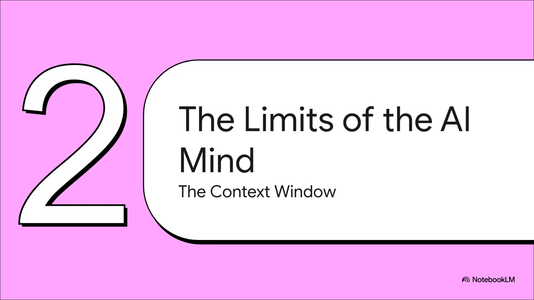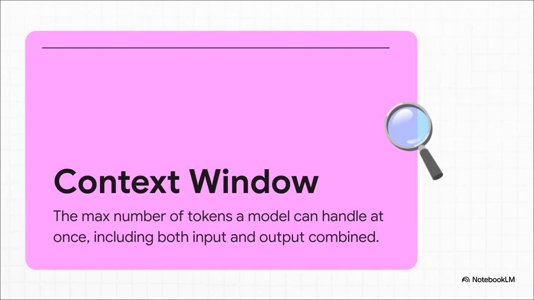But tokens aren't just about money. They also define the absolute limits of what the AI can do, what you could call its memory. And that limit is called the context window. The best way to think of it is like the AI's short-term memory, or maybe a whiteboard. It's the total number of tokens, your input and the AI's output all combined, that it can keep in its head at one time. If your conversation gets too long and goes over that limit, the AI starts to forget the beginning of the chat, just like you'd run out of space on the whiteboard and have to start erasing things.